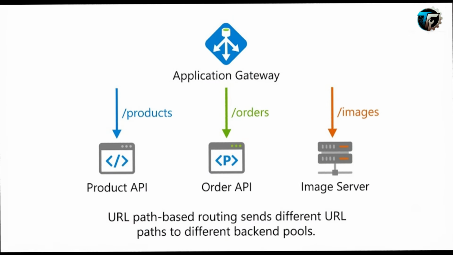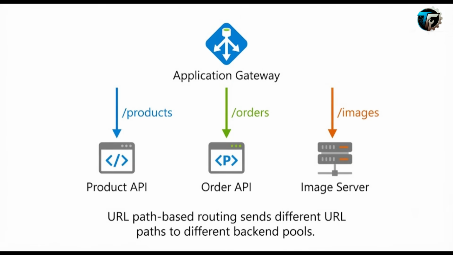Now we get to one of Application Gateway's most useful capabilities. Imagine the user requests products. We can route that request to the product backend. Orders can go to the order backend. And images can go to a server optimized for images. This is called URL path-based routing. The gateway is making a routing decision based on the actual web request.